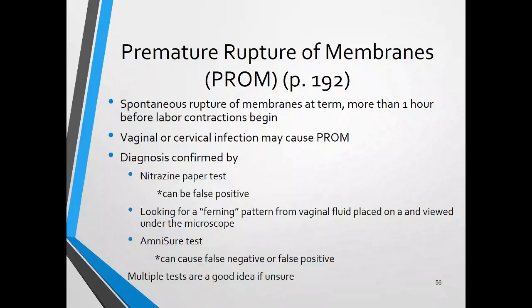So rule of thumb, it's good to do multiple tests to make sure if you're not sure if the mom is ruptured or not. Another thing that can be done is called ferning. It's taking some of that fluid, putting it on a microscope and looking at it, and underneath the microscope what you'll see are little crystals, almost like when you go out to your car in the morning and there's frost. That's what it looks like. They have little snowflakes on it. Another test that can be done is AmniSure, and that's sent down to the lab to test. But there are also things that can cause a false negative or false positive with that as well.